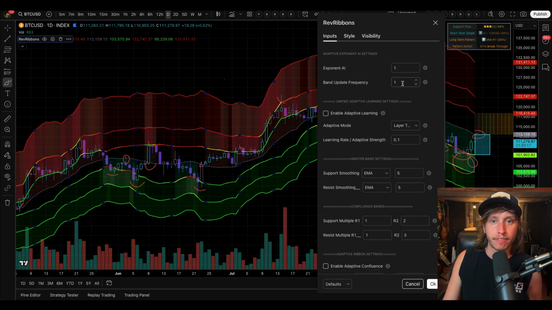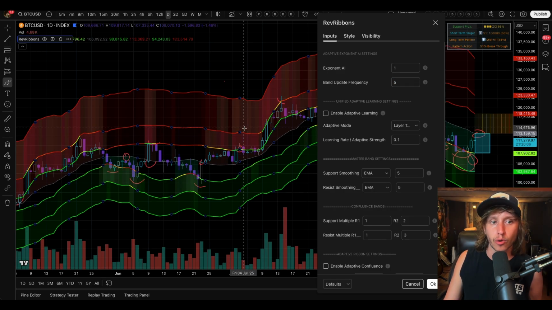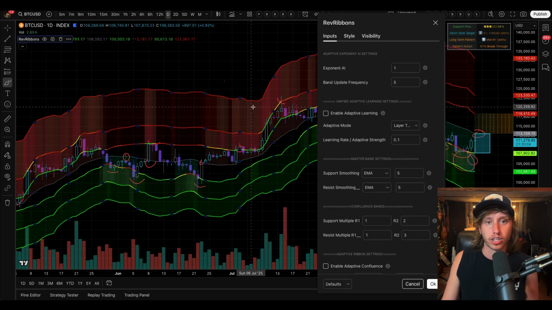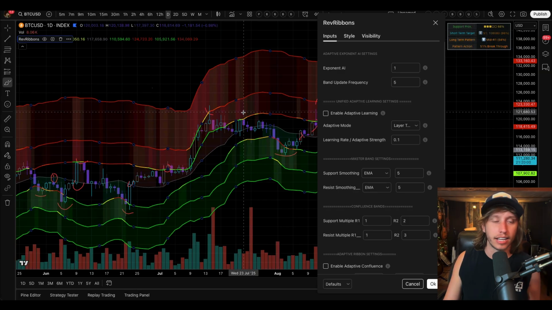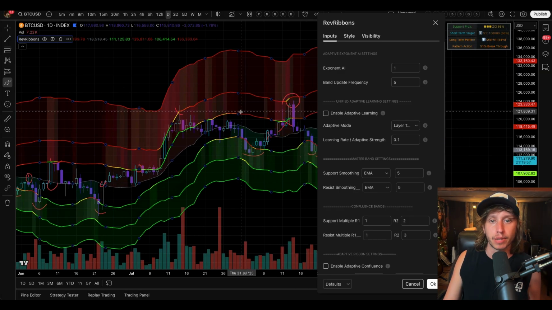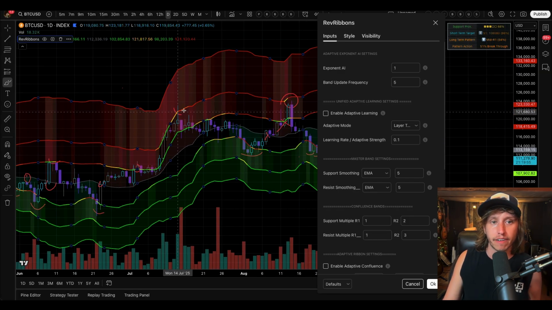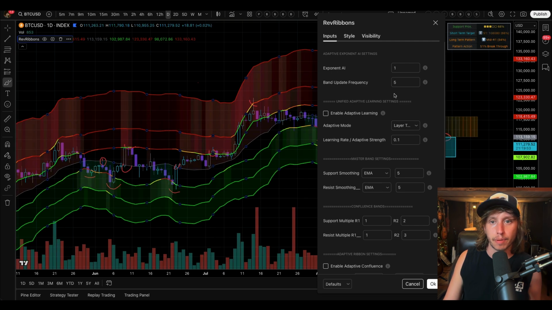So band update frequency, I have not looked at that yet. That's just how often the bands pull in new data and update. Sometimes you can get better interaction if you make it slower, because the bands will react slower, and that lets price hit them a little bit differently and more often, and you might find some nice bottom or top areas. I usually use that in conjunction with Exponent AI and some of the other settings. I'm just going to leave that on 1 for now.